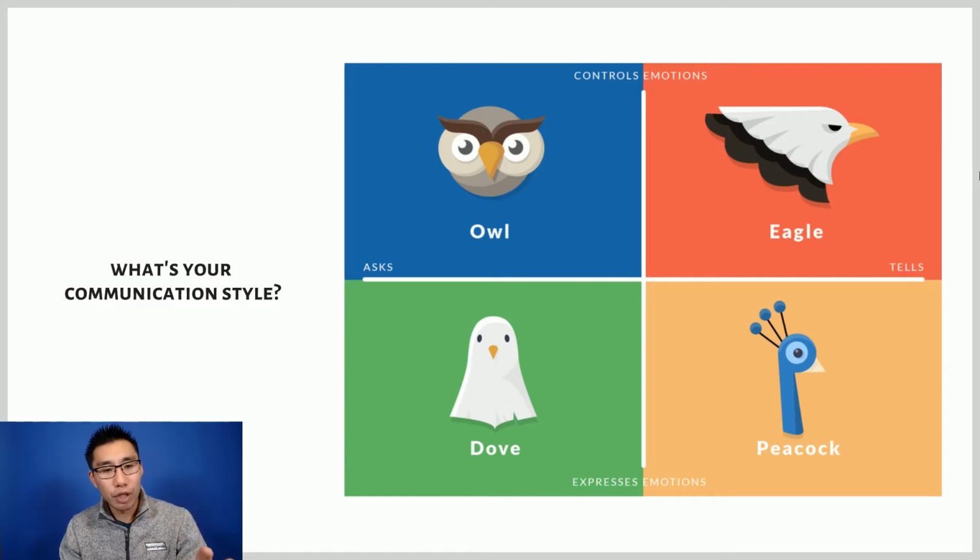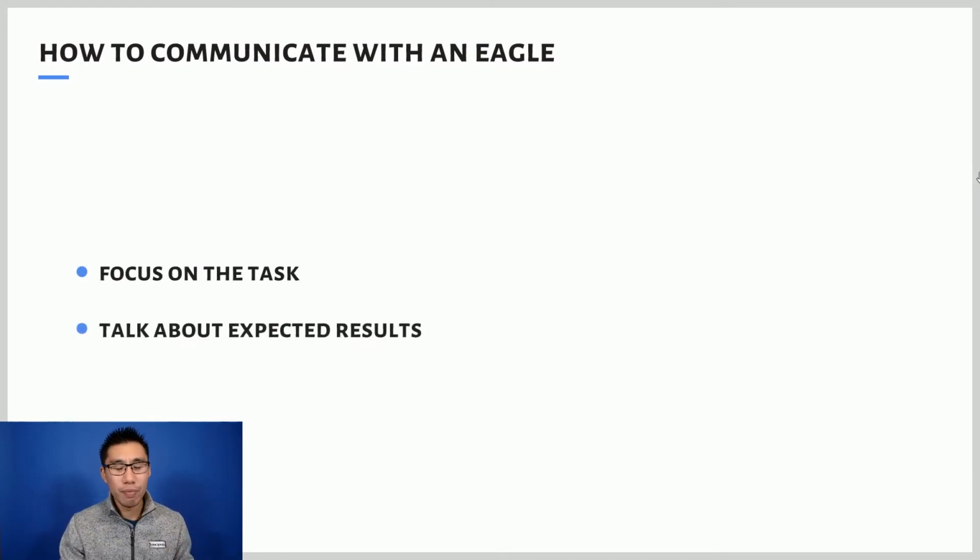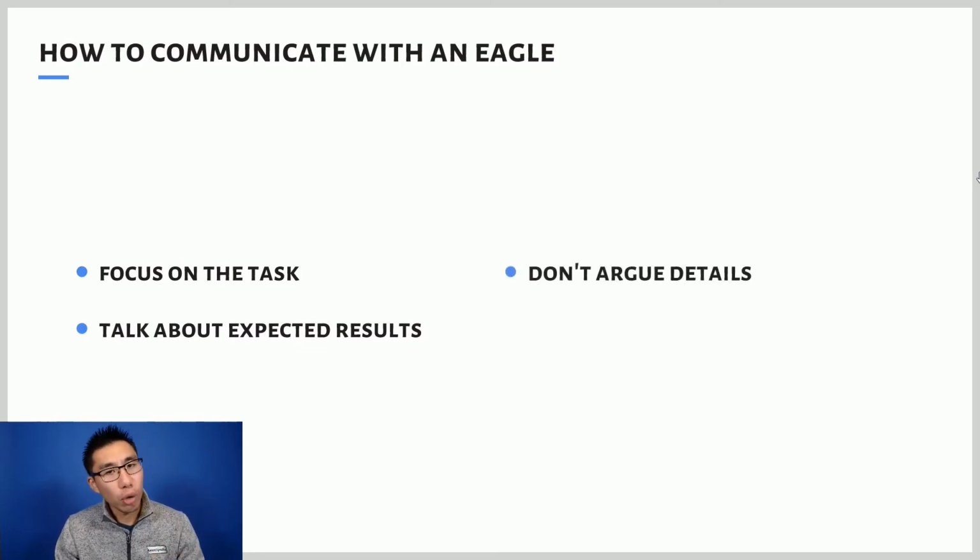So I'm going to dive into it a little bit more. How do you communicate with an eagle? So if you want to communicate with an eagle, you want to focus on the task at hand. You want to talk about the expected results. Get down to the point. Don't argue over details, and you want to be direct. Again, they're not trying to be rude. This is just how they communicate. They're direct.